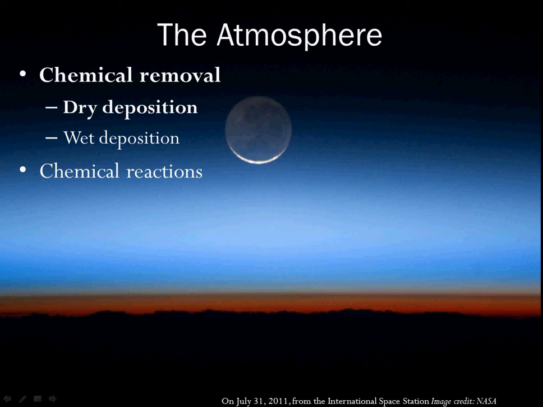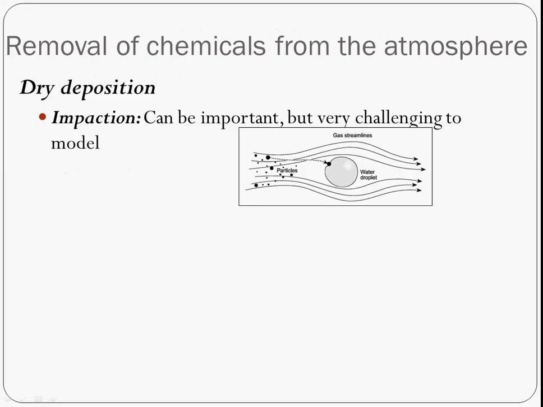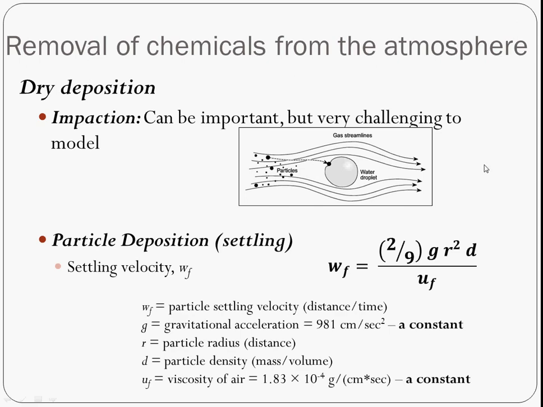So here we're going to finish talking about dry deposition and wet deposition, just so we can do maybe a little more interesting problem in class. So we started talking about dry deposition. We talked about impaction and how that can be important for taking particles out of air, because air can go around things that particles just aren't able to, so they kind of crash into them and get removed from the atmosphere. And that's very challenging to model, so we don't really worry about it here.